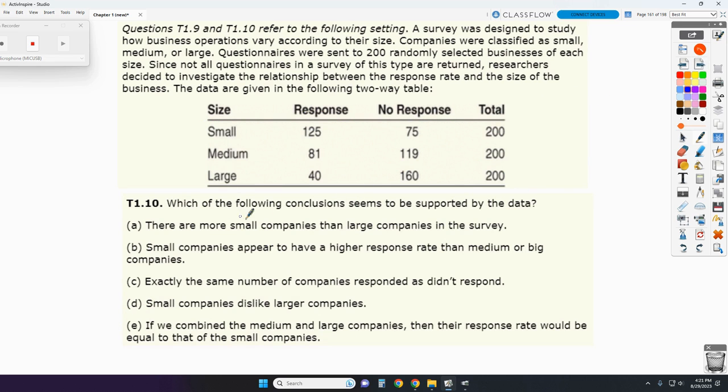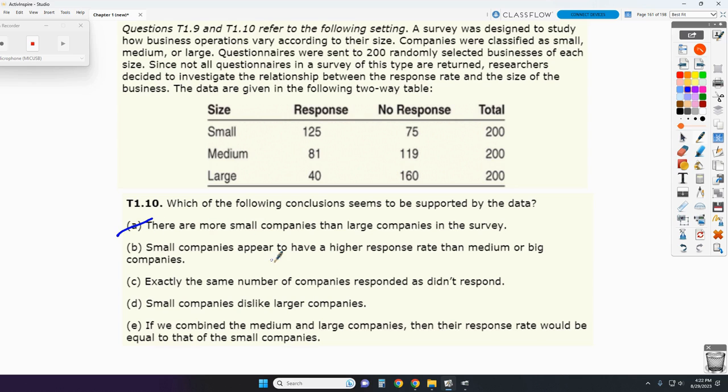Number 10, which of the following conclusions seems to be supported by the data? Again, we're going to have to go through these one at a time. So A, there are more small companies than large companies in the survey. More small than large? No, there's the exact same amount. So that is not true.